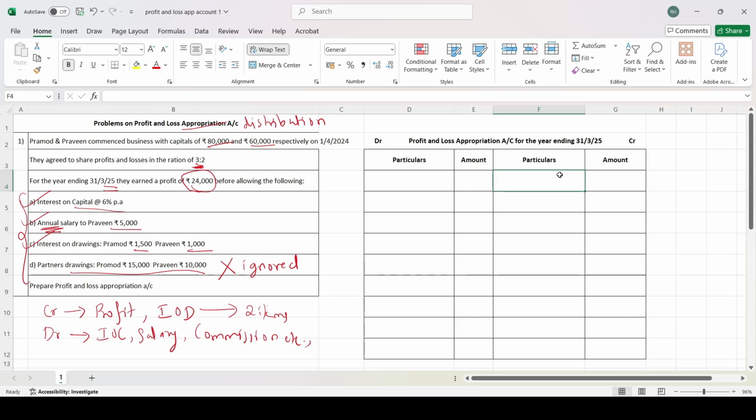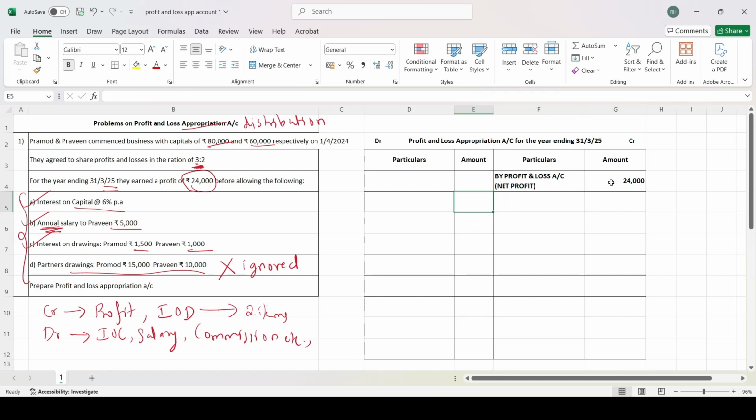First, as I already told you, we have to record the profit or loss which is given in the problem in the credit side of your P&L appropriation account. So that should be recorded as by profit and loss account. In the bracket we'll mention it as net profit. See how much is the profit given in the problem? That is 24,000. Record the 24,000 here.